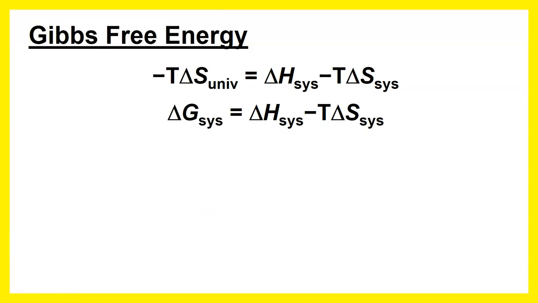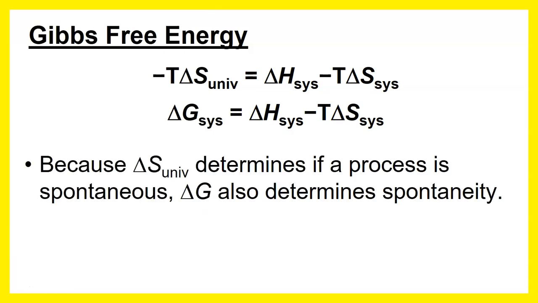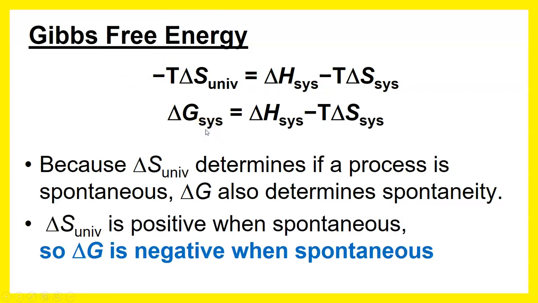Now, because the entropy of the universe, that change in that entropy, is what decides whether something's spontaneous, and because we can set these equal to each other, delta G can be used to determine what's spontaneous or not. Remember that we want the entropy of the universe always increasing. That's what's required for something to be spontaneous. And if you notice this little negative sign here, what that results in is that delta G must be negative for something to be spontaneous.